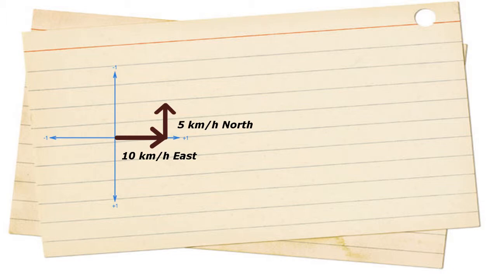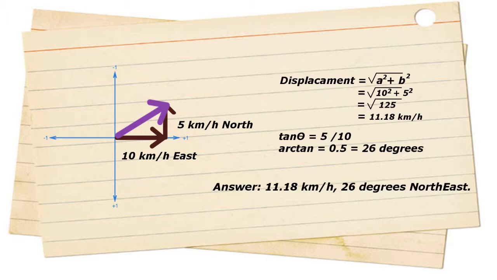Based on the other definition of displacement, which is the shortest distance from the initial to the final position, we find it by using the Pythagorean theorem, since it forms a right triangle, and the result is 11.18 km per hour. To get the angle we can use a trigonometric function. There we go, so the displacement of the car is 11.18 km per hour, 26 degrees northeast. Now you know what distance and displacement are.